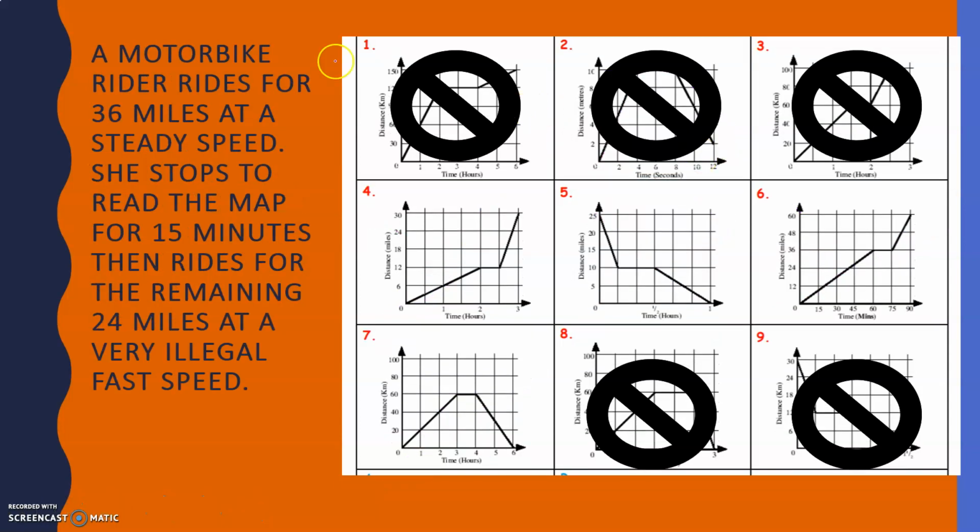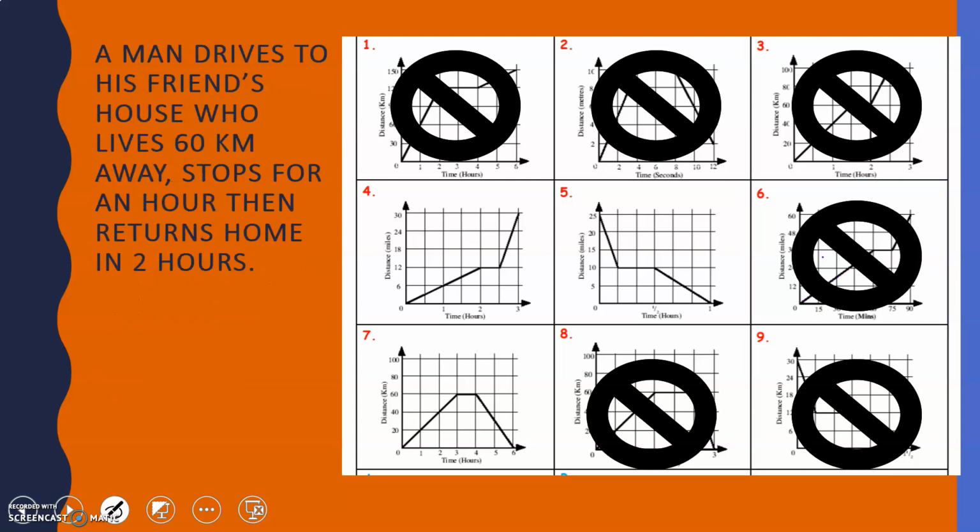All right, a motorbike rider rides for 36 miles at a steady speed. She stops to read the map for 15 minutes, then rides for the remaining 24 miles at a very illegal fast speed. All right, pause and think about what graph you think it might be. All right, you should have gotten number 6. So number 6, this first set of data, yes, the biker did go to 36 miles, just to verify.